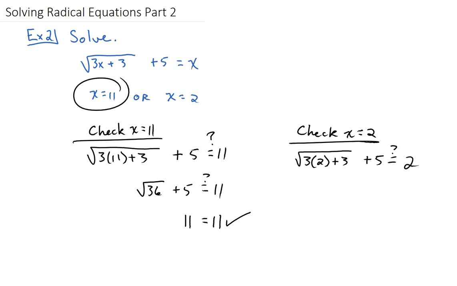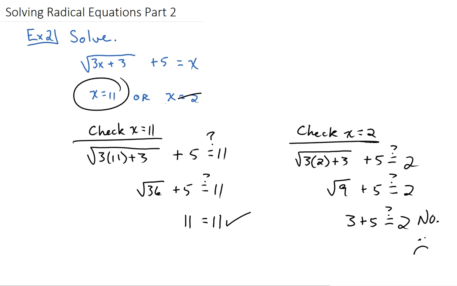So this time I'm wanting to see if the square root of 3 times 2 plus 3, plus 5 equals 2. Well, 3 times 2 is 6, plus 3 is 9. So that's asking if the square root of 9 plus 5 equals 2. Well, the square root of 9 is 3, so does 3 plus 5 equal 2? I don't think so. Sad face. So what that means is we have to ditch x equals 2, but 11 is still a solution to the equation.